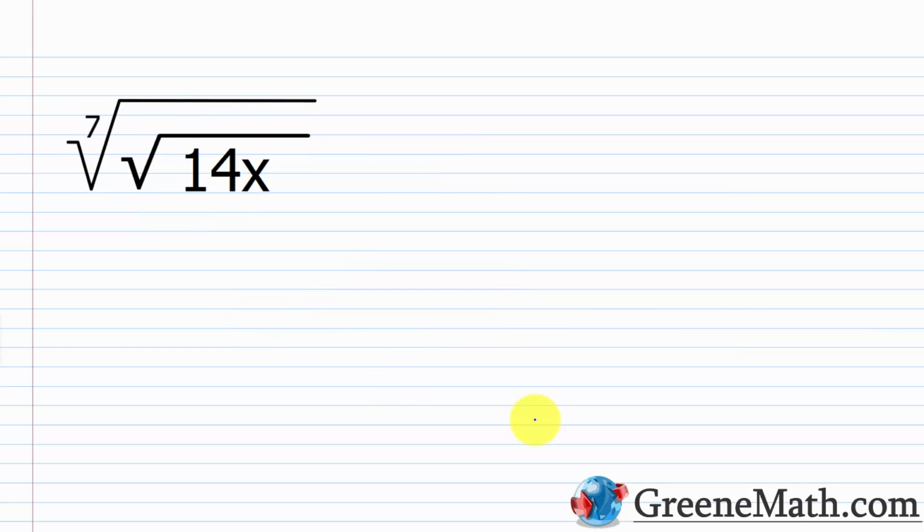All right, for the last problem, we're going to look at the 7th root of the square root of 14x. And again, all I'm going to do is take this 14x and write that as the radicand. And then for my index, this guy is a 2, this guy is a 7. 7 times 2 is 14. I'll have the 14th root of 14x.